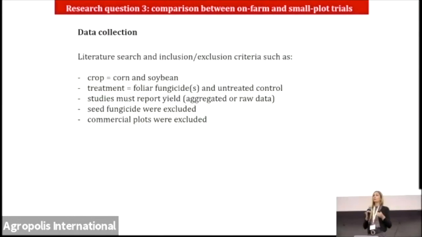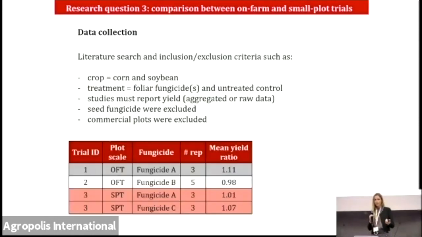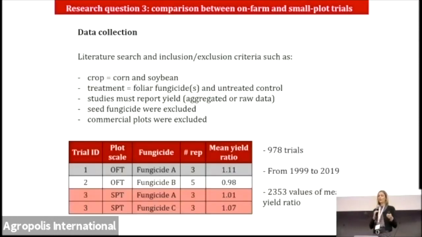So we did a literature search where we were focusing on corn and soybean for foliar fungicide and at least having the control, which is untreated. And we needed to have access to the yield. It can be aggregated or the raw data per replicate. And we excluded seed fungicide. So we got a total of 978 trials in the database. Data range from 1999 to 2019, and we have over 2,000 values of mean yield ratio, I mean the mean across the replicates.